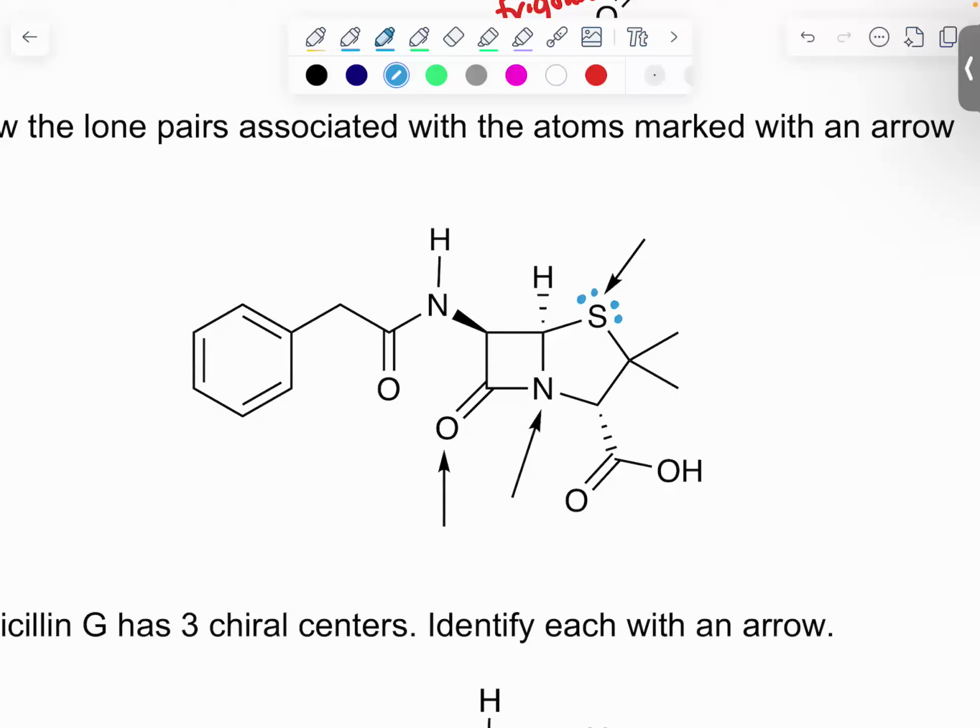Okay, what about the nitrogen? 1 lone pair. What about the oxygen? 2. Any questions on this one? In all, yeah. 1, 2, 3, 4, 8 lone pairs, or there's 5 here. 8 electrons. Yes, the octet. Yes. Yeah. What's up?